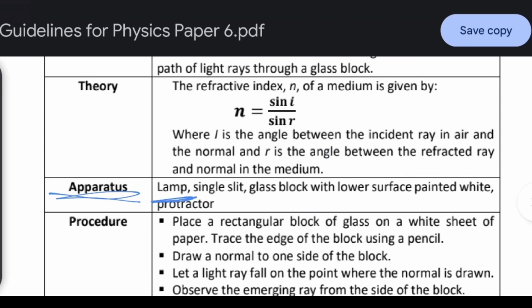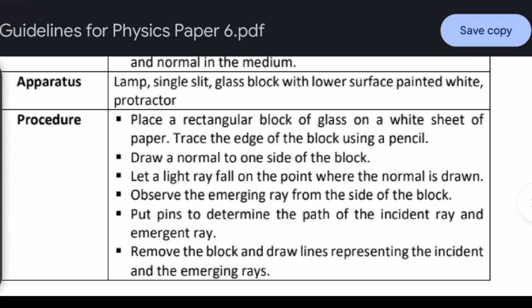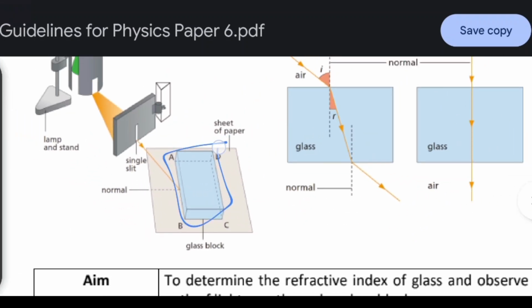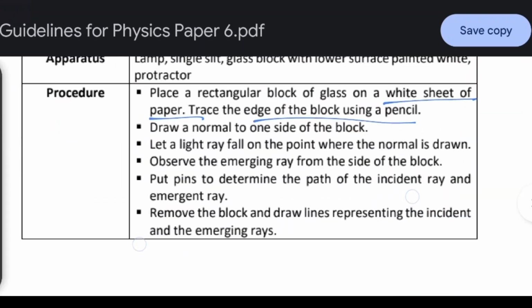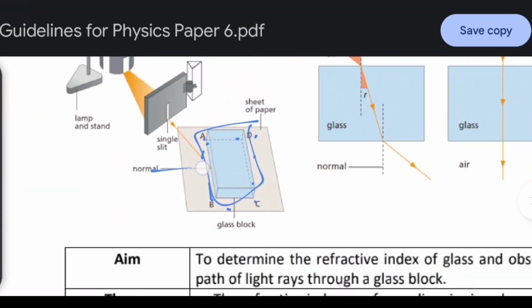You need a lamp, of course, to shine the light, a single slit, a glass block with lower surface painted white, and a protractor. Next, place a regular block of glass on a white sheet of paper and trace the edge of the block using a pencil. Now, what are you going to do? Draw a normal to one side of the block.